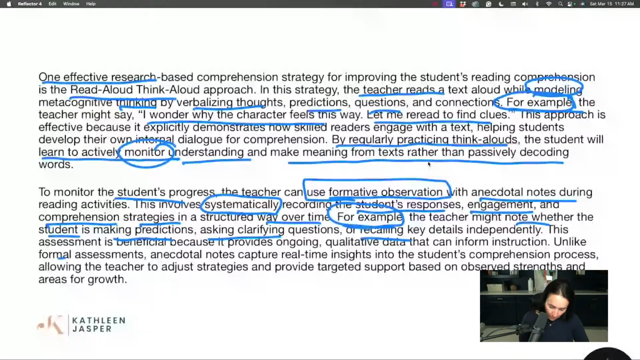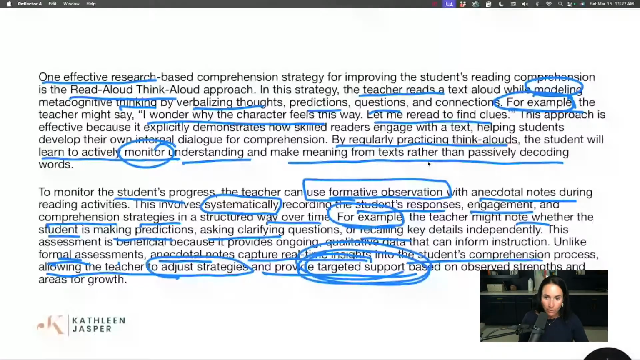This form of assessments, anecdotal notes capture real-time insights into the student's comprehension process, allowing the teacher to adjust strategies and provide targeted support. Another good word. So again, it's a little fancy. If you're new to teaching, you may not be able to come up with this, but here's the thing.